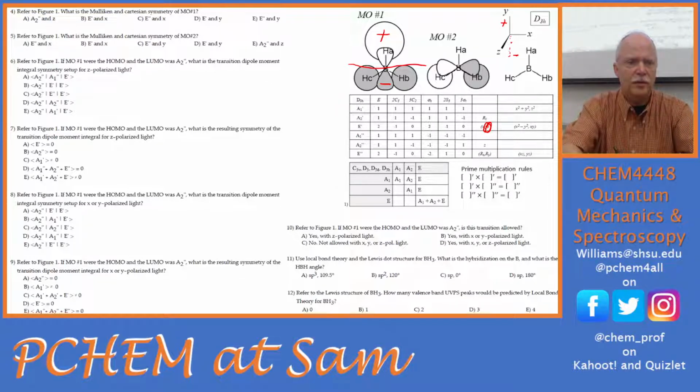So up here we have lots of options. It's not X, so the X's are gone. It's not Z, so the Z is gone. And it is Y and E prime. So this E double prime, that's not correct. So this is the one.